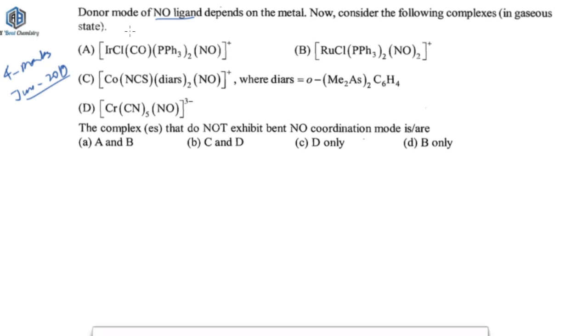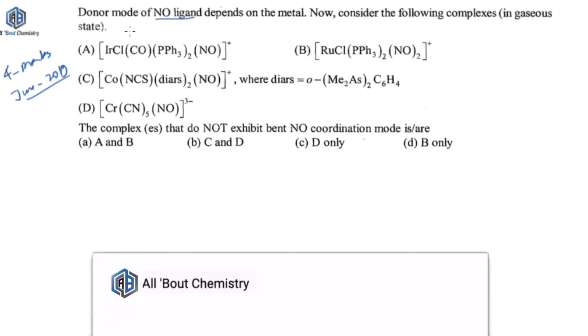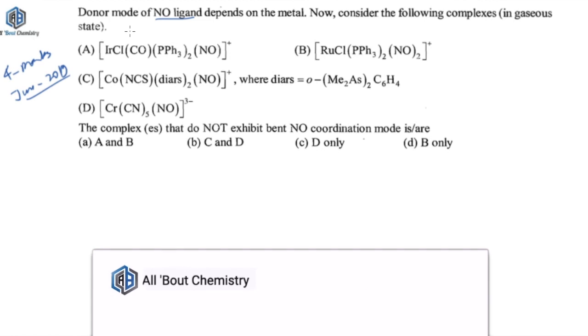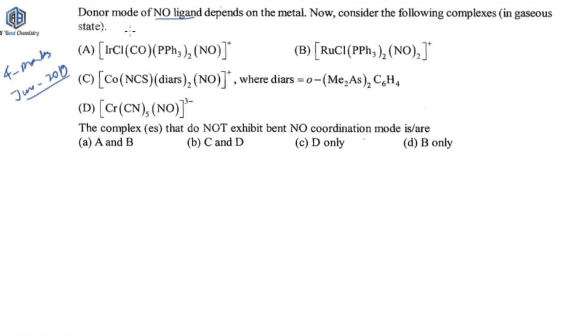Okay, so being of a certain transition series, what kind of coordination sphere does it form? Will it form an octahedral species or a tetrahedral or a square planar or a square pyramidal? So that depends. Okay, so that's what I'm going to explain in this particular video. So do watch this video very carefully.